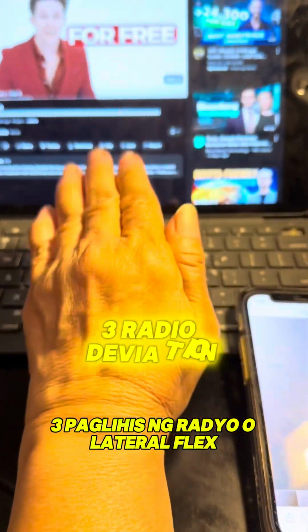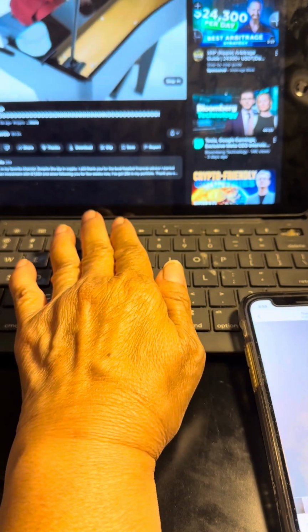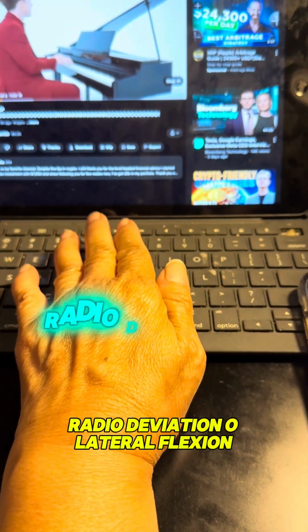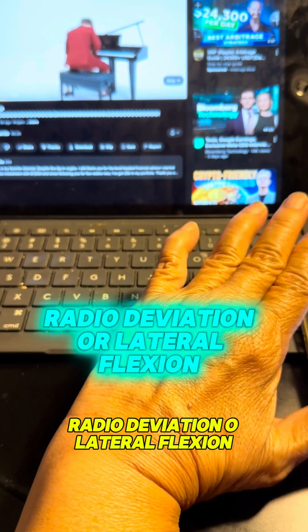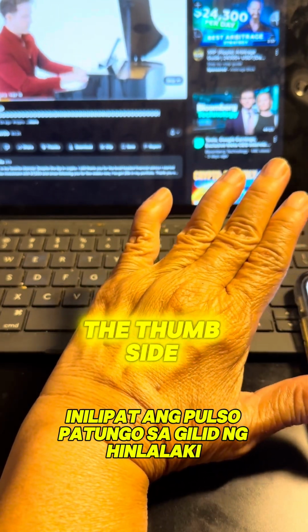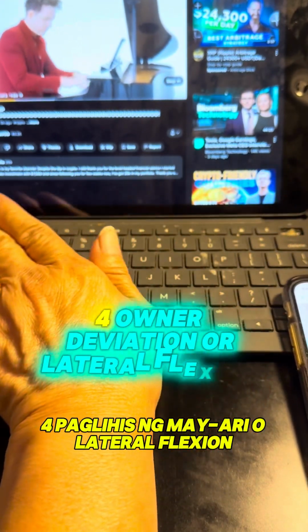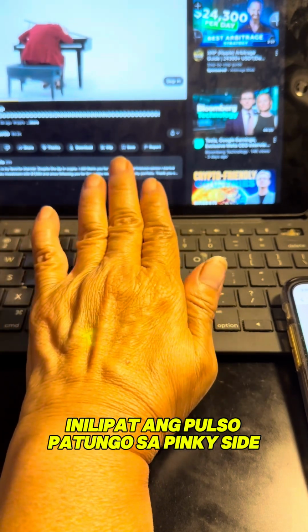3. Radial deviation or lateral flexion, moving the wrist towards the thumb side. 4. Ulnar deviation or lateral flexion, moving the wrist towards the pinky side.